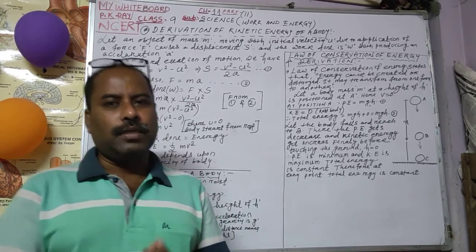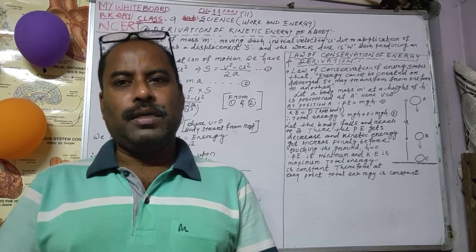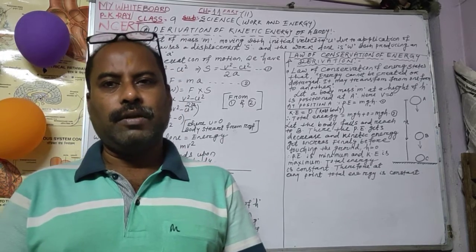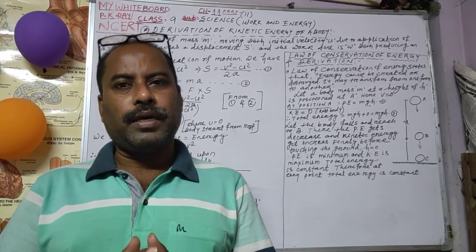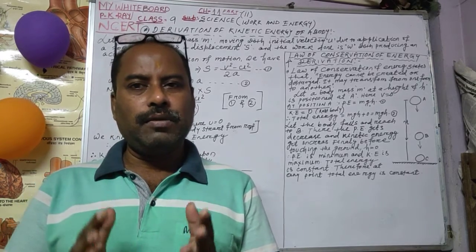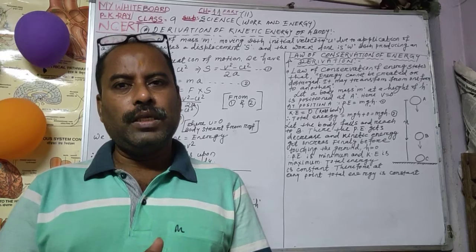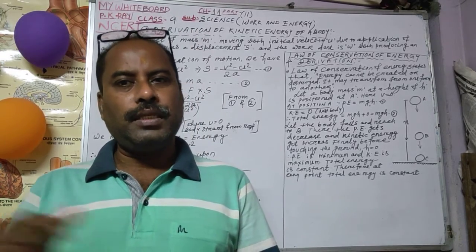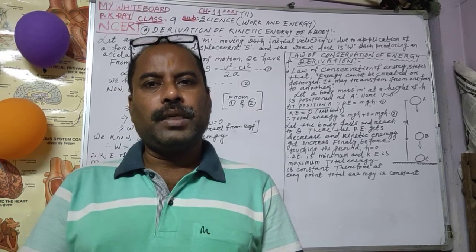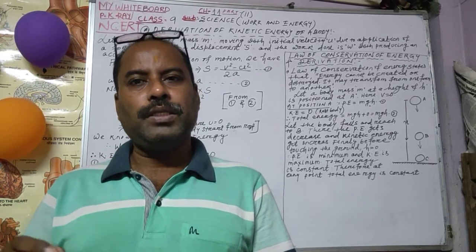Today we will discuss chapter 11, class 9 science, work and energy, second part. Last class we have done up to mechanical energy. Mechanical energy is of two types: one is known as potential energy, PE equal to mgh, and kinetic energy, equal to half mv square.